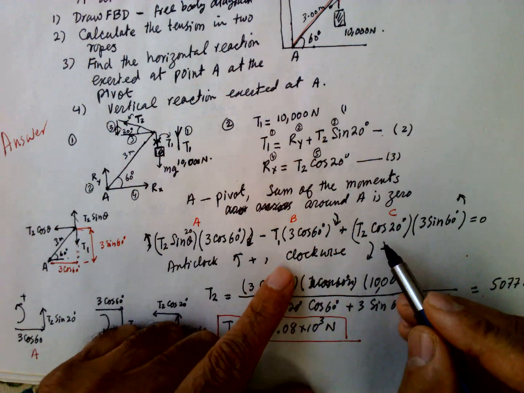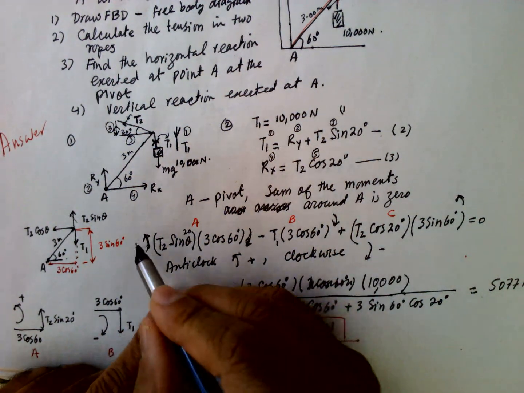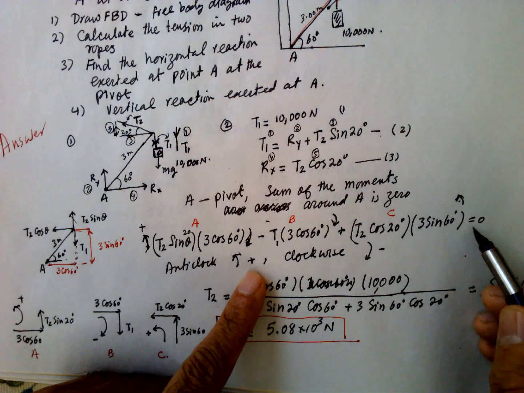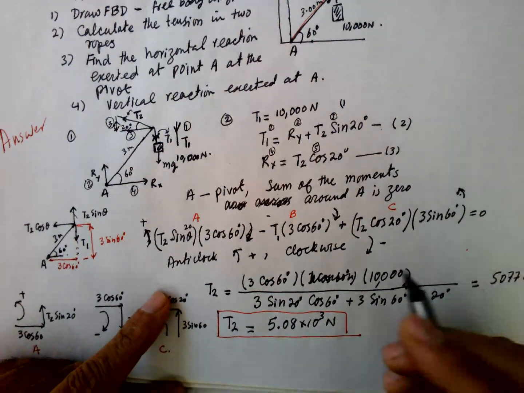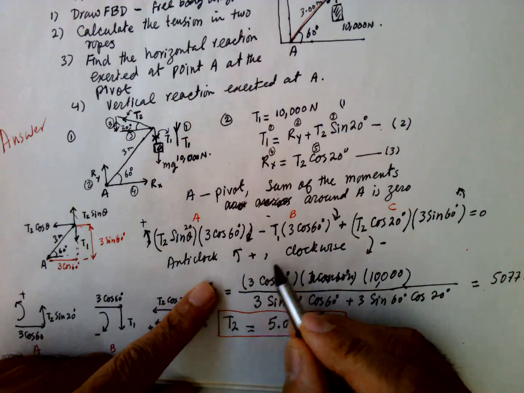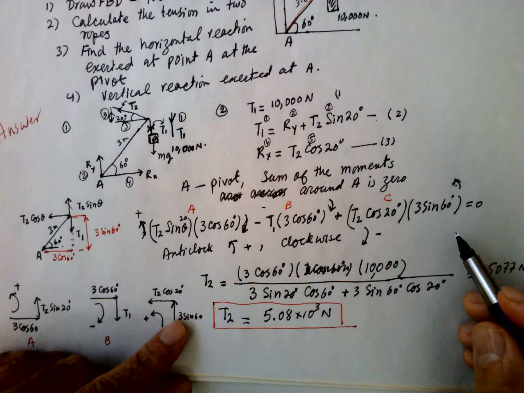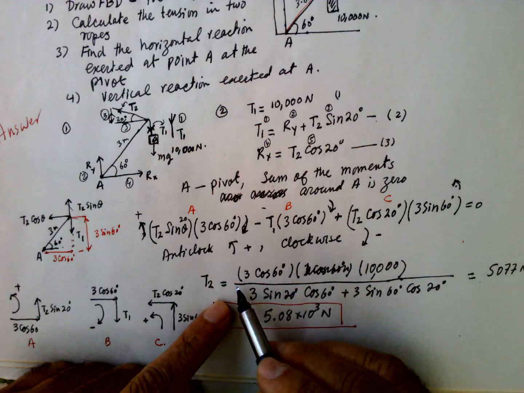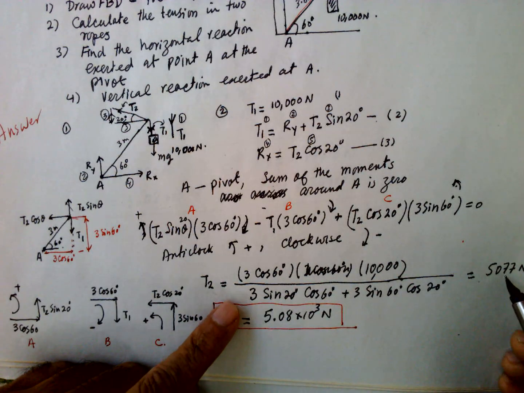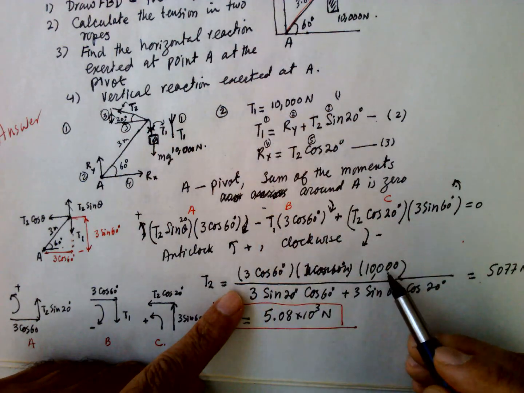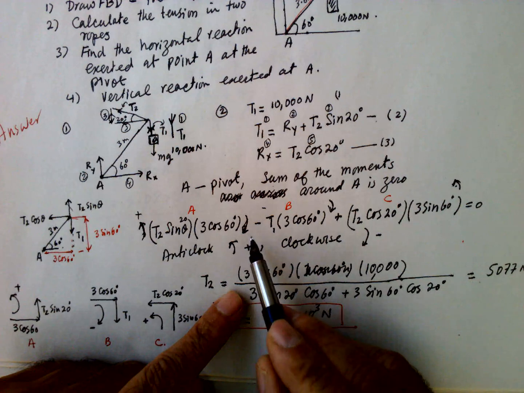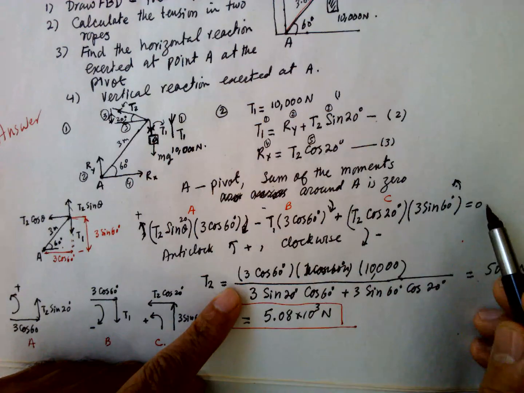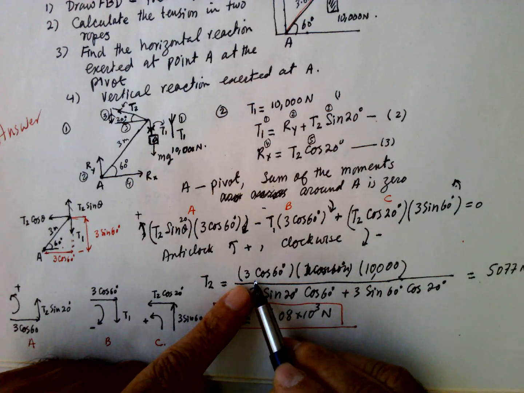So these are the three forces. Wherever counterclockwise, this is positive. This is clockwise, this is negative. This is positive. Anticlockwise positive, clockwise negative. So this is the notation. So we will combine T2 and the rest we will write down, because T1 we already know that it's 10,000. T1 is on the other side.